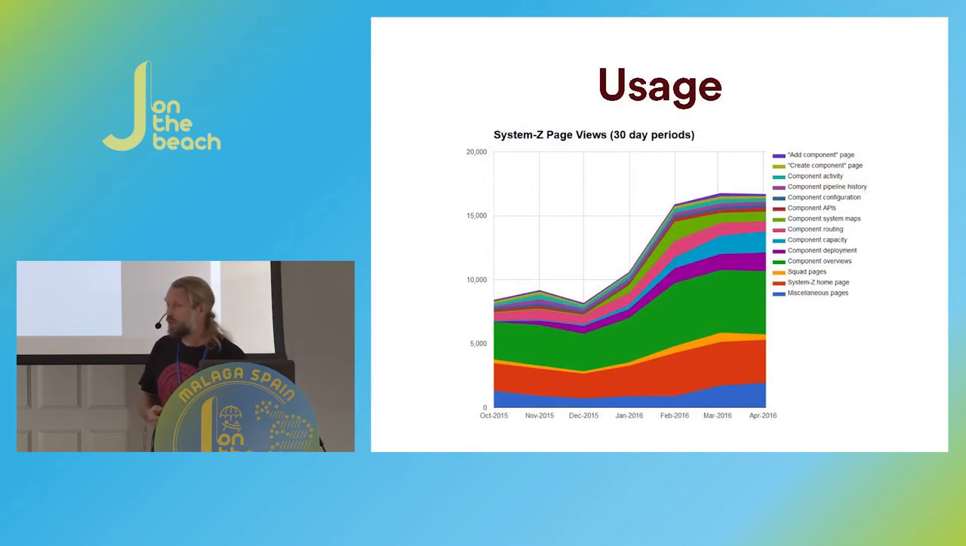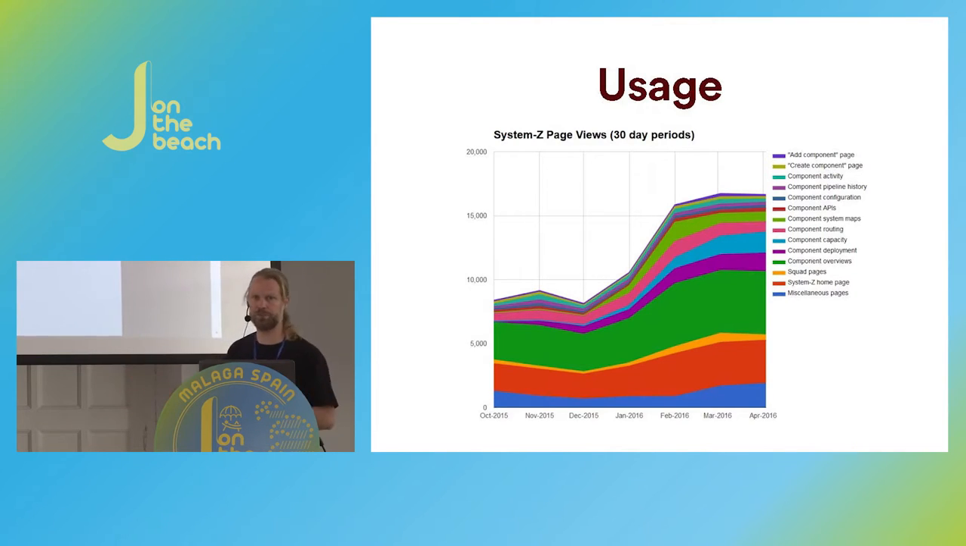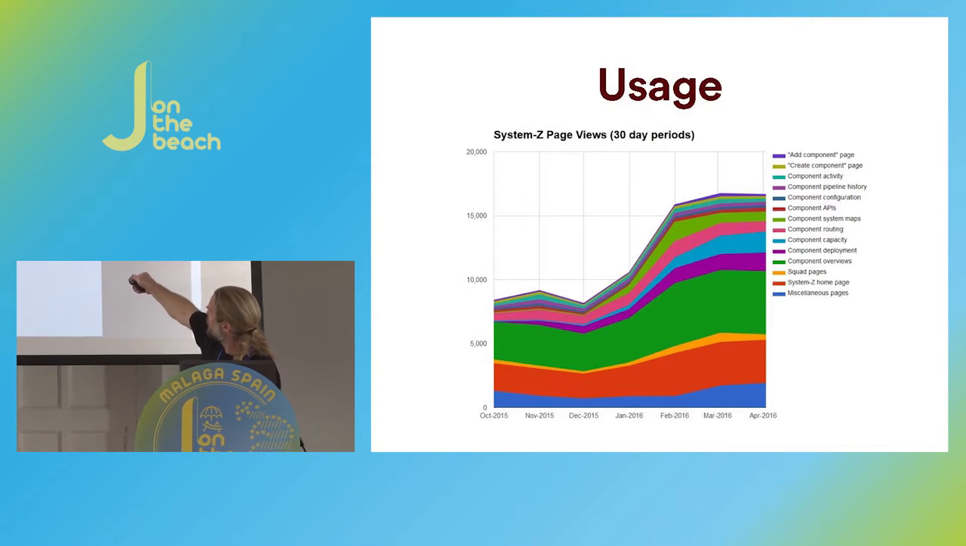Showing usage, so page views, different kinds of pages. You can see that since October 2015, this is April, usage has increased a lot. We have about 400 monthly active users or 200 weekly active users out of maybe 900 in technology, product, and design. So a lot of people use this every day or every week. And you can see things like this blue thing here is the capacity management tab. It's an experimental feature, has been added and is really popular, so it's growing.